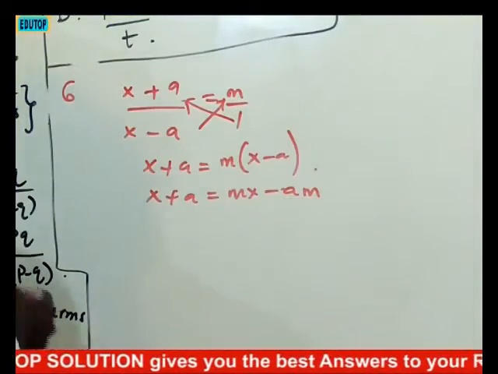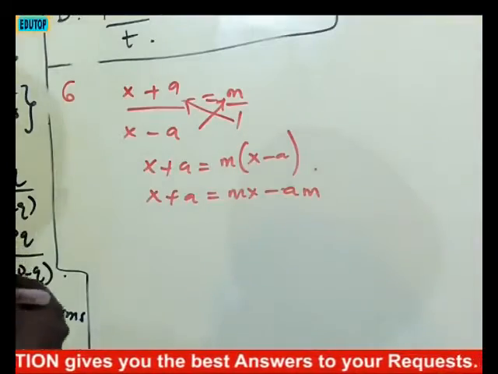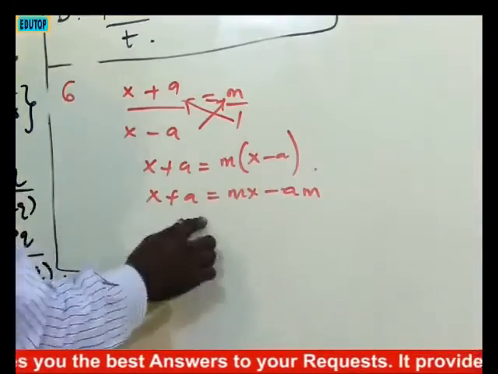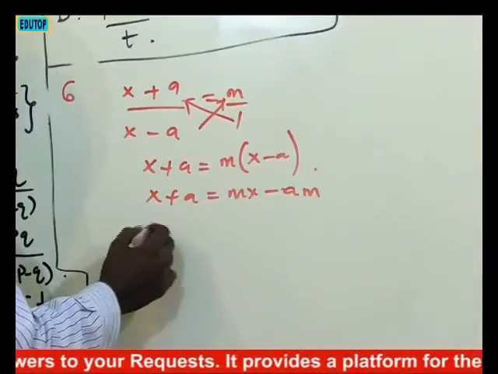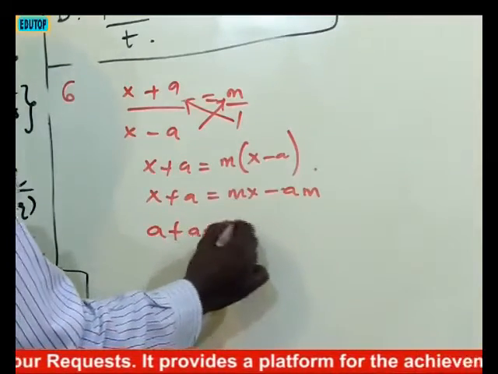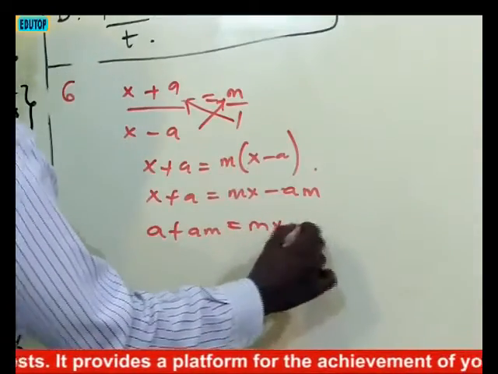Then what letter is of interest? That is A. So you have the A here, you also have it here. So what I need to do is to transfer this onto this side. I have A plus am equals to mx minus x.